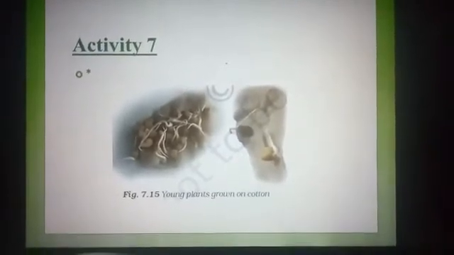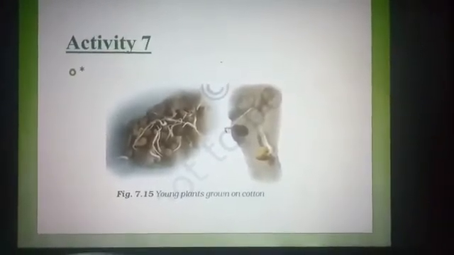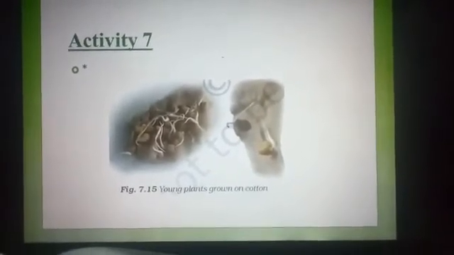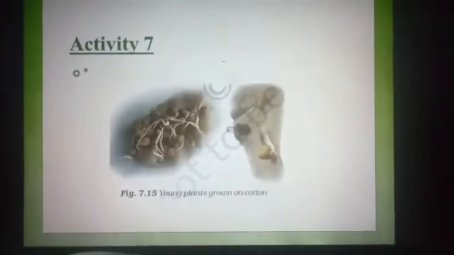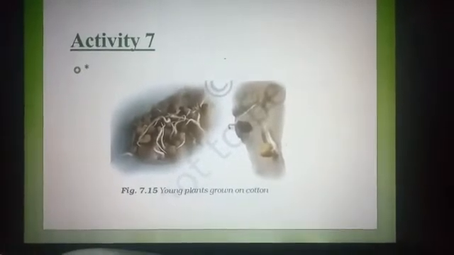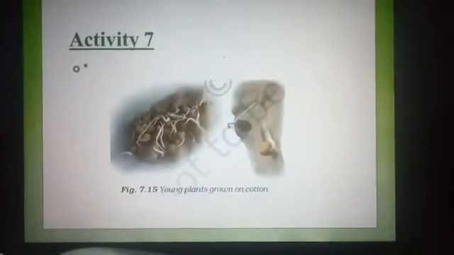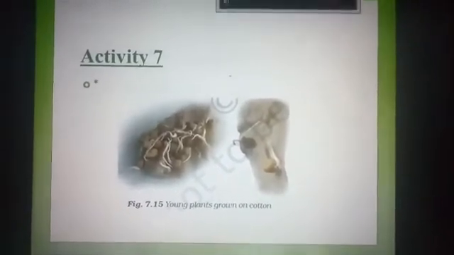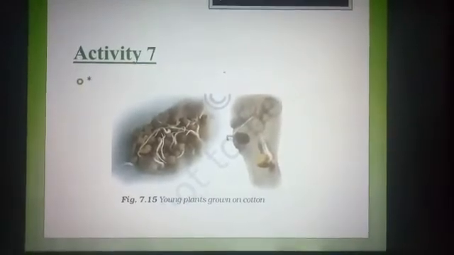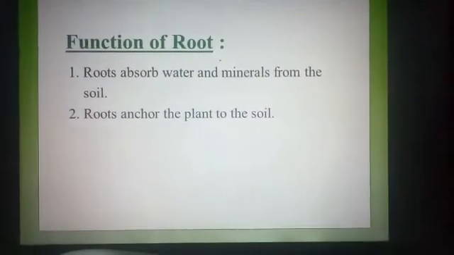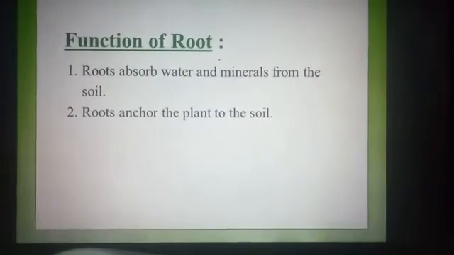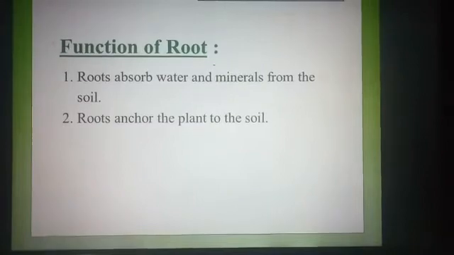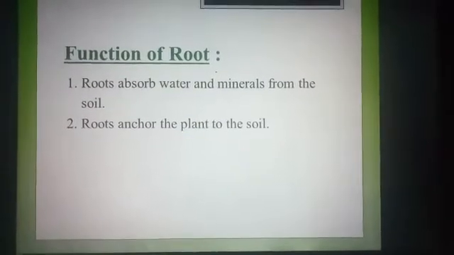हमको कॉटन में से इसको हटाने में डिफ़िकल्टी होती है, जो सीड्स हैं उसको हटाने में डिफ़िकल्टी होती है. ऐसा क्यों होता है? बिकॉज वन ऑफ द फंक्शन ऑफ रूट इज़ टू एंकर द सॉइल, एंड हियर ऑन प्लेस ऑफ सॉइल व्हाट इज़ प्रेजेंट? कॉटन. So here there is anchoring of cotton, right? So activity number 7 tells you the second function of root: it anchors the plant to the soil, and activity number 6 tells you that roots absorb water and minerals from the soil.